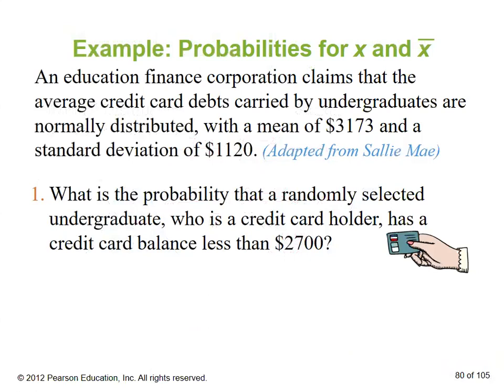So think about this. If you're talking about undergrads, you're probably talking about a pretty young population, and they're saying that their average credit card debt is $3,173, okay? And the standard deviation is 1,120. Now, could we determine what the probability is if we randomly select a single undergraduate student who is a credit card holder? What would be the probability that their credit card balance is less than $2,700? Do we have the ability to figure that one out?